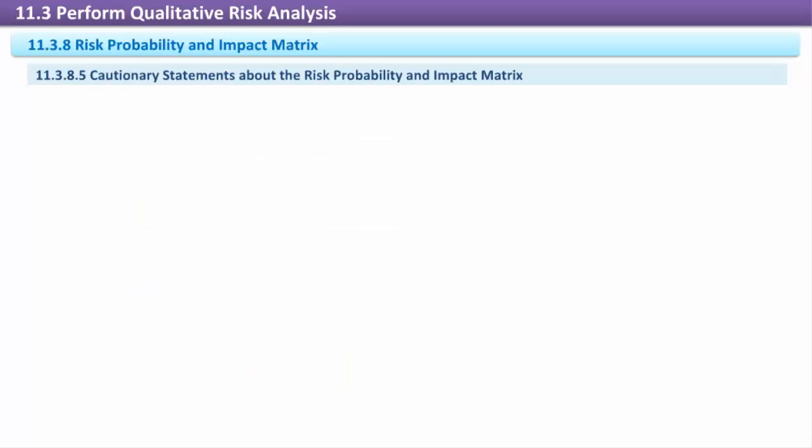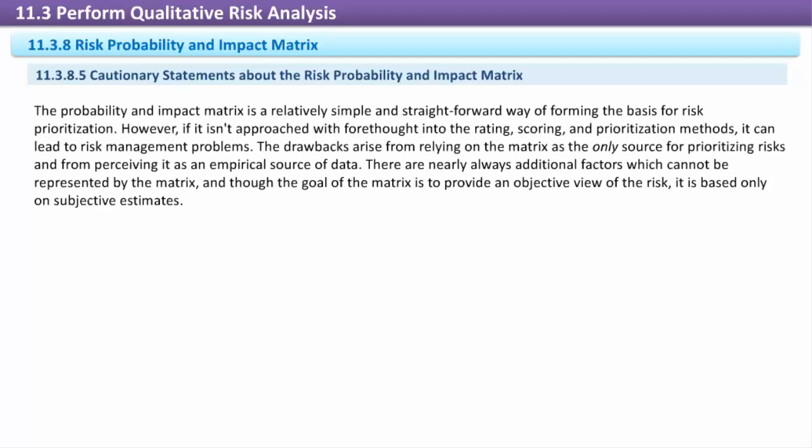Cautionary statements about the risk probability and impact matrix. The probability and impact matrix is a relatively simple and straightforward way of forming the basis for risk prioritization. However, if it is not approached with forethought into the rating, scoring, and prioritization methods, it can lead to risk management problems. The drawbacks arise from relying on the matrix as the only source for prioritizing risks and from perceiving it as an empirical source of data.